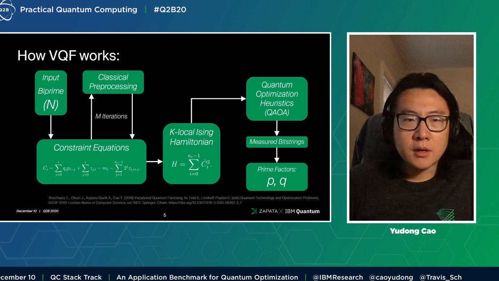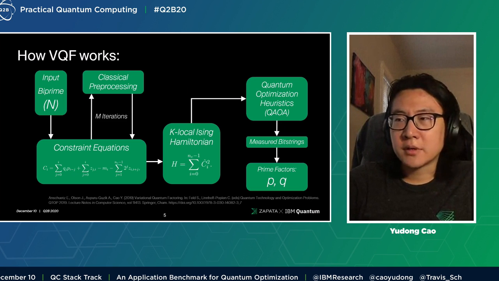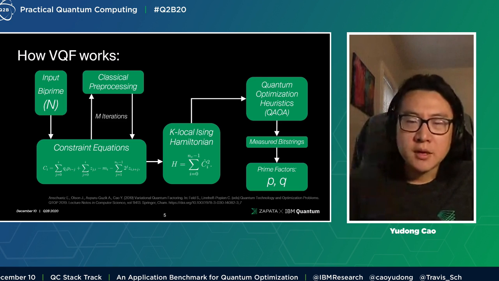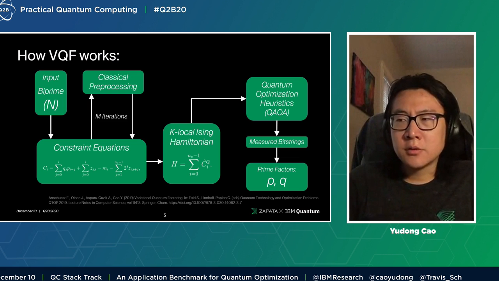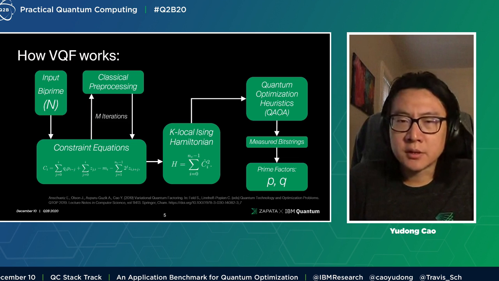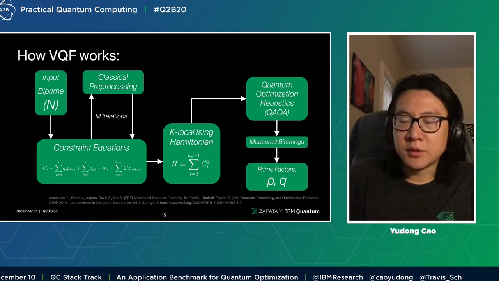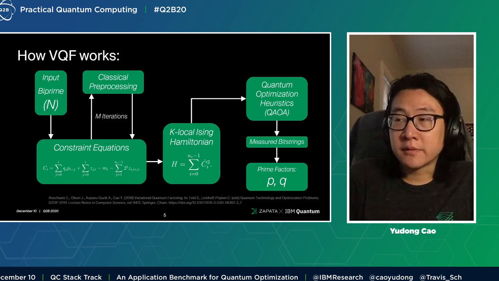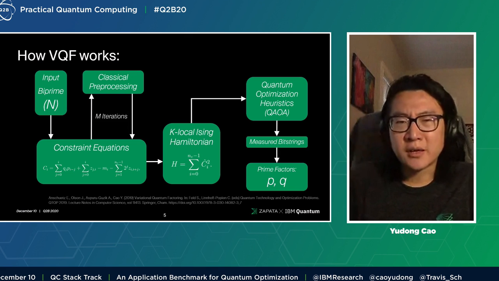So I want to talk a little bit more about the particular example that we consider in this project, which is variational quantum factoring. The overall problem of factoring is to start from an input biprime n, and the goal is to find two prime numbers p and q that multiply to n. The overall method starts by rewriting the factoring problem into a set of constrained equations, and then classically reducing the number of variables iteratively through pre-processing. So there are these low-hanging fruits that we can knock out, variables that can already be filled classically by simple inference.